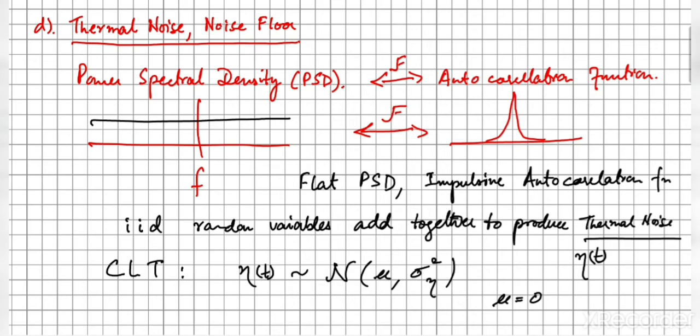This thermal noise is characterized in terms of power spectral density. The power spectral density is proportional to the temperature, with the constant of proportionality being k, k being the Boltzmann's constant.